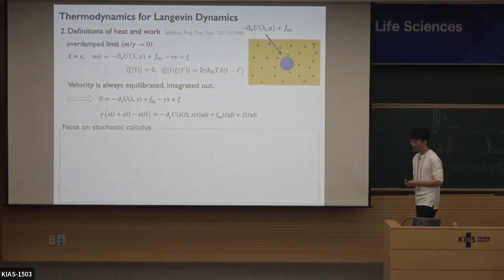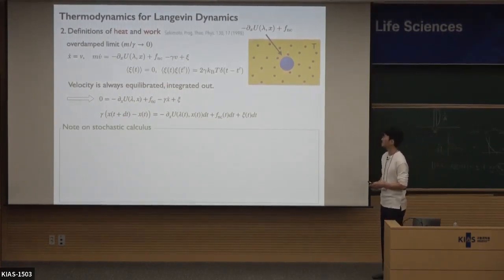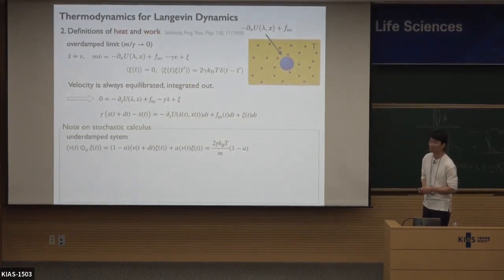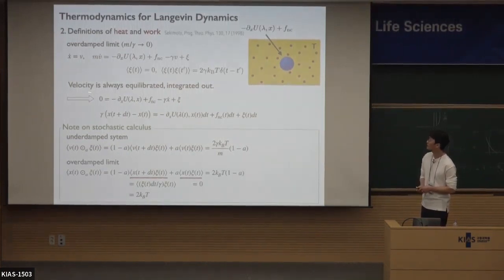Here, let's check the stochastic product for this overdamped Langevin system. In the underdamped Langevin system, I showed you this product depends on A. Then what about the overdamped Langevin equation? In the overdamped Langevin equation, there is no velocity variable because the velocity variable is integrated out. We do not care about the velocity variable, so we do not have this kind of product. But we have to check what value this product gives.